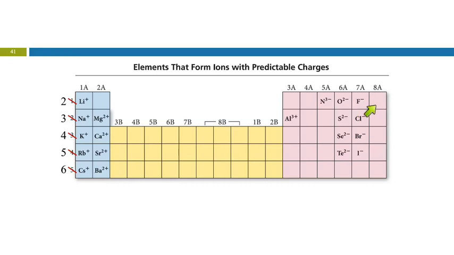So fluorine likes to gain 1 electron to be like this neon, right? Oxygen needs to gain 2 electrons to be like neon. Nitrogen needs to gain 3 electrons to be like neon. Sodium loses an electron to become like neon. Magnesium loses 2, aluminum loses 3. Why aren't there any predictable ions here in group 4? They're kind of stuck in the middle. They have to gain 4 or lose 4. Either way is just too much trouble.